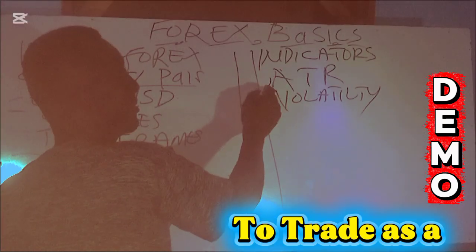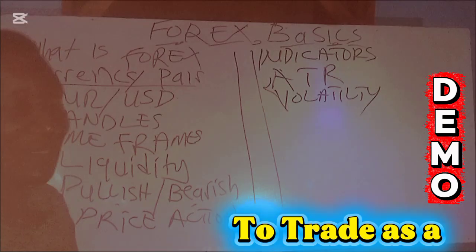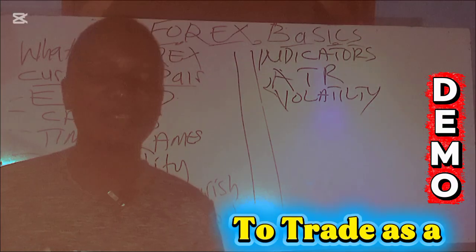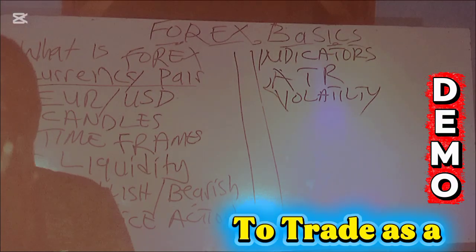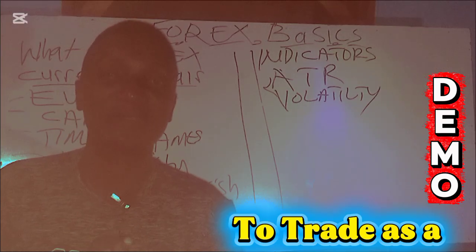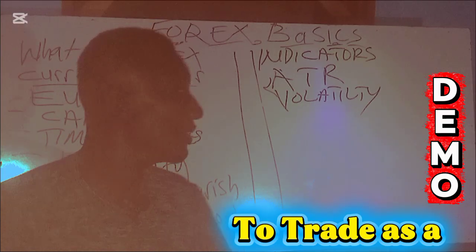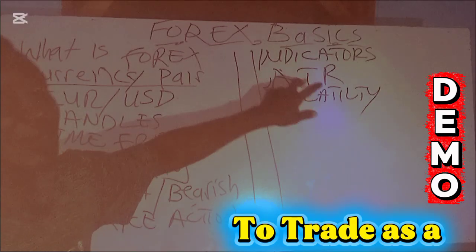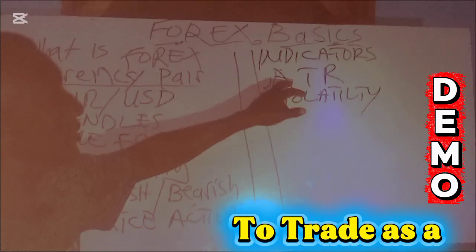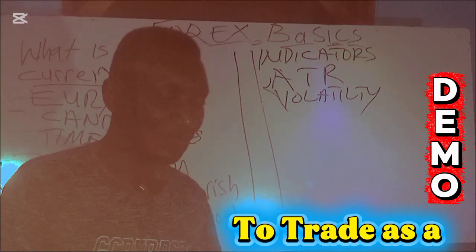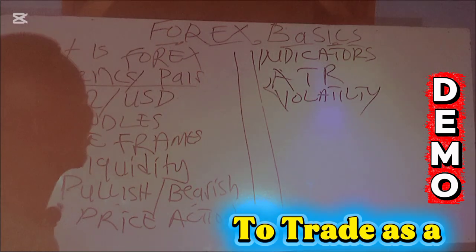ATR will tell you whether the market is volatile or not. Without understanding the volatility, you can never trade. So if you are going to do trading, you need to know volatility, and you cannot talk about volatility without talking about ATR. ATR stands for average true range. It tells you about the volatility of the market.